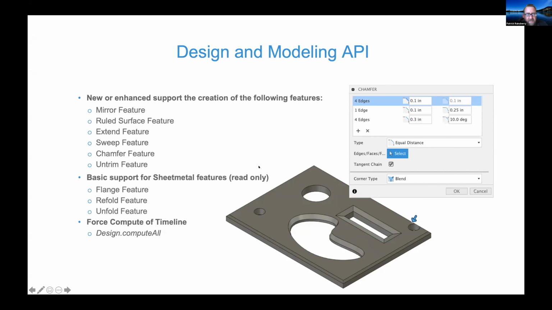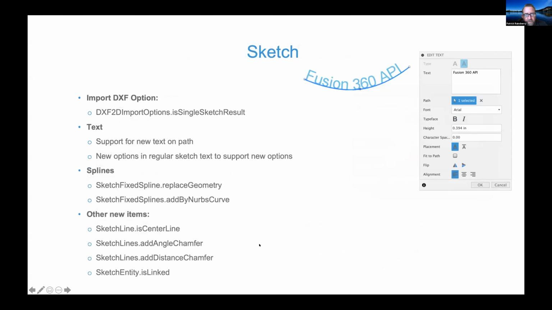And then what I would call basic support for sheet metal features. You can see that they're there. You can find them in the timeline. You can find them in the model, but you can't create them and you can't edit them yet, unfortunately. And then the last little thing is that you can actually force a compute of the timeline. So design compute all. This is especially important if you're doing something programmatically that's going to affect the timeline, but maybe doesn't naturally trigger a rebuild. You can just force the design to rebuild.